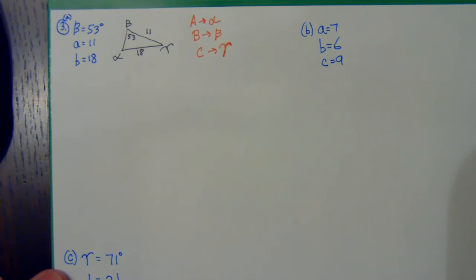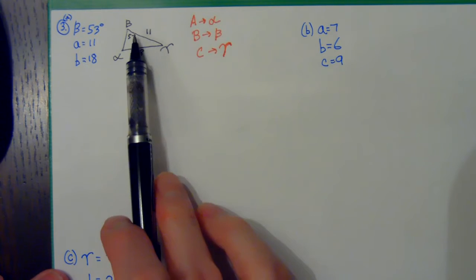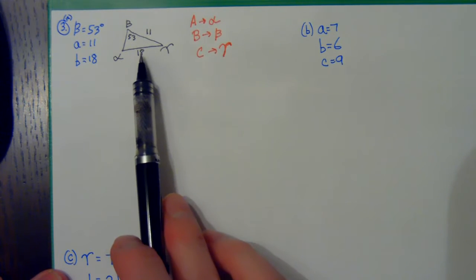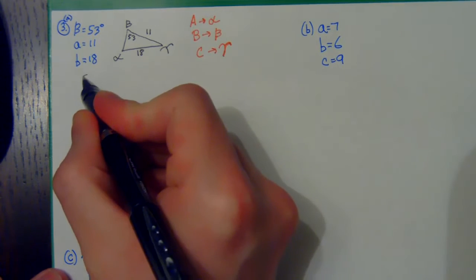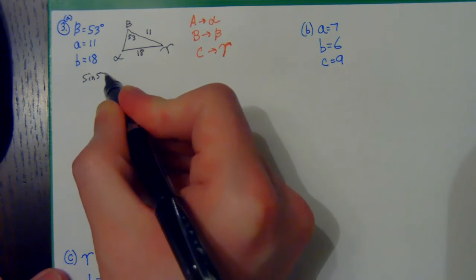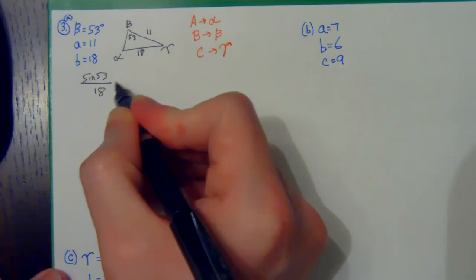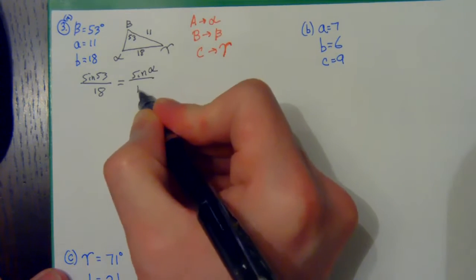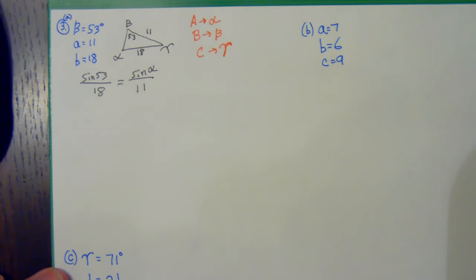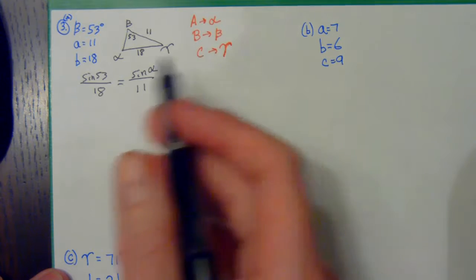And then remember when you're solving the triangles, when you're trying to decide whether I'm going to use a law of sines or law of cosines, if you have this friendship completed, when you know the angle with its opposite side, that's when you can use the law of sines. So I'm going to make that sine of 53 over 18 equals the sine of alpha over the 11. And then I can use this to figure out what that angle alpha is. So I'm going to cross multiply.